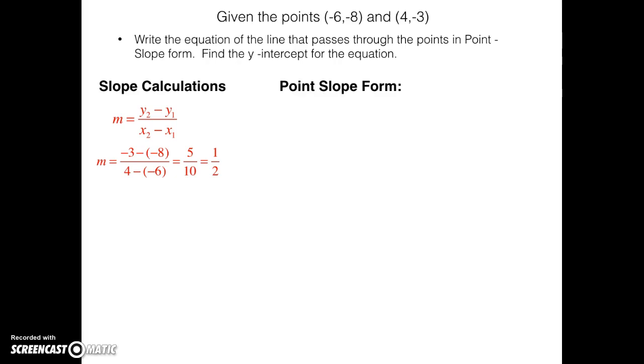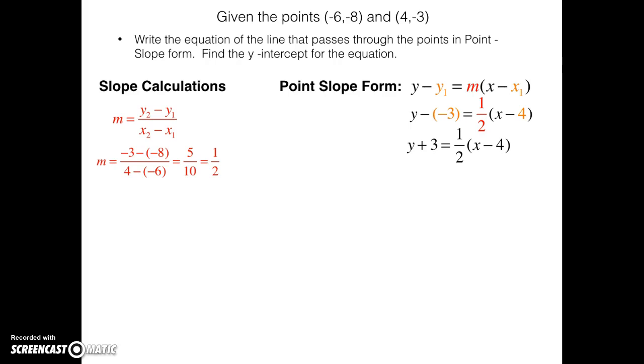For point-slope form, we have all of our information. We have a point, we have a slope, so we use point-slope form. y minus y sub 1 equals m times x minus x sub 1. The slope is 1/2, and then I'm choosing to use the coordinate point 4, negative 3. It doesn't matter which point you choose, you will still get the correct point-slope form. And after we simplify all of our negatives, we get y plus 3 equals 1/2 times x minus 4.